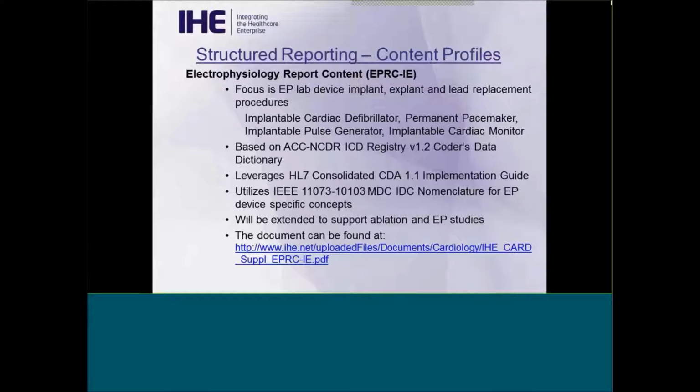So with that background information, the EPRC-IE profile covers all the different areas of implants, explants, pacemakers, things that you need to do in the EP lab, lead revisions, the whole structural relationship of how reporting should be for all implant, explants, procedures in the EP lab. And you'll see on the slide here we have all this listed of nomenclature. There's plenty more nomenclature beyond that that we have adopted from a standards perspective.